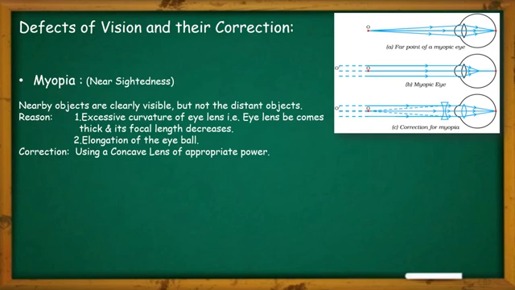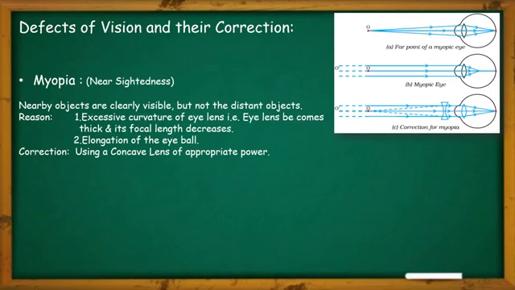First one is myopia, which is also known as nearsightedness. What is nearsightedness? A person can see nearby objects clearly but cannot see distant objects clearly in this type of eye defect. A myopic eye cannot see distant objects properly, but it can see all those objects which are present nearby very clearly. Now the question arises, what is the reason for this defect? The reason for this defect is the excessive curvature of our eye lens.